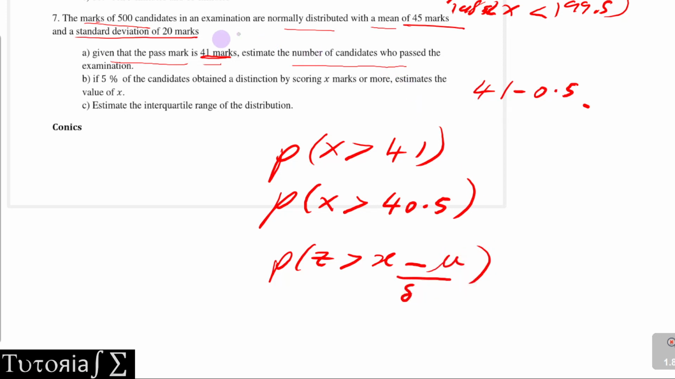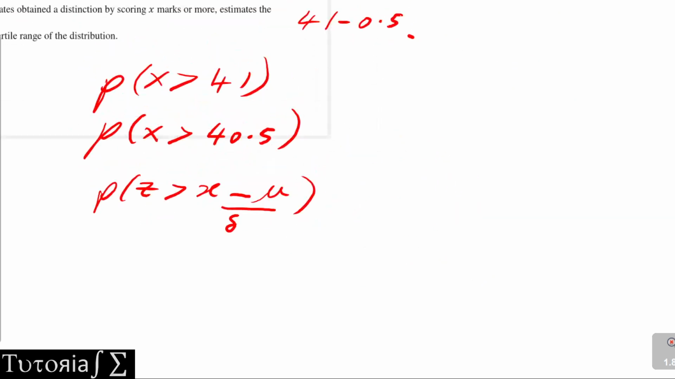Okay, the mean you've been given, and the standard deviation you've been given. Now what you'll find here will be the probability of getting 41. So the final answer has to be multiplied by 500 to find the number of candidates. Okay, so let me just work out this one. And I think in the next lesson, or in part 2, I can work out the integration part.